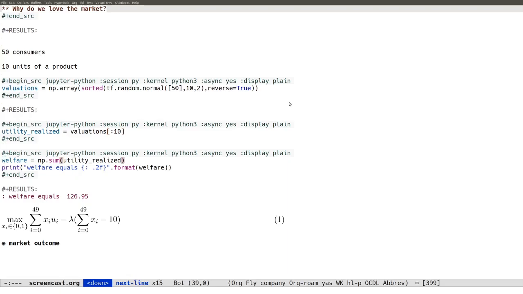Then we can calculate welfare, which is the sum of these utilities, and welfare in this case equals about 127. This will be different in your case because these numbers are random. And then this is the optimization problem that we've actually solved in that case. Now in the market outcome, things work slightly differently.